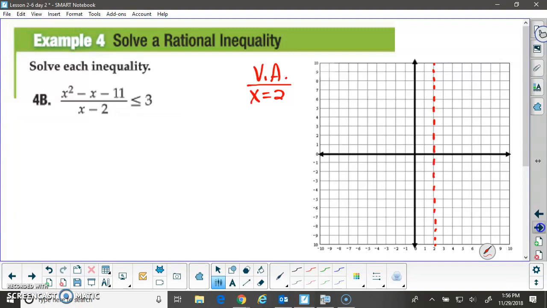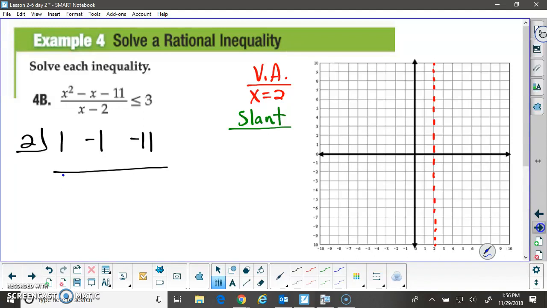You can see that this is not going to have a horizontal asymptote, it's going to have a slant asymptote. So to find that slant asymptote, we're going to need to divide the top by the bottom. I'm going to use synthetic division for that. And so when I do that, looks like I end up getting y equals 1x plus 1 for my slant asymptote. And so if I graph that, it's got a y-intercept of 1, it's got a slope of 1. So that slant asymptote is going to look like this.